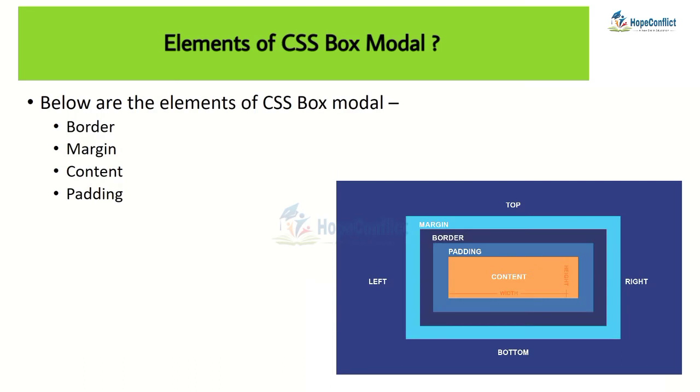List out the elements of the CSS box model. So what is the box model? It's nothing but a rectangle, anything that you do with rectangular boxes. And for that it requires border, margin, padding, and finally content. So using these four properties, we can design the box model in CSS.